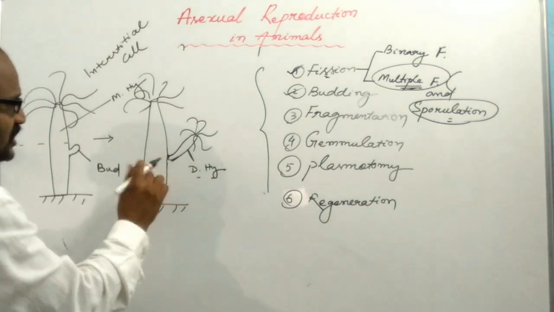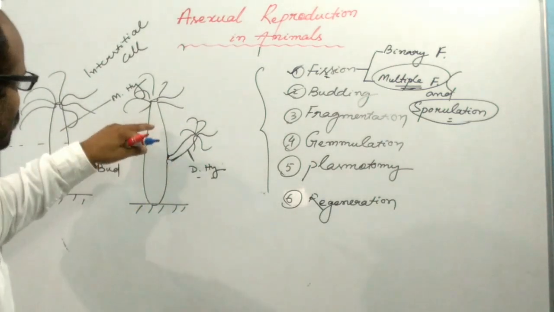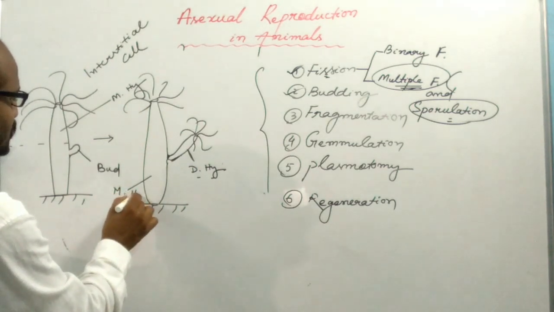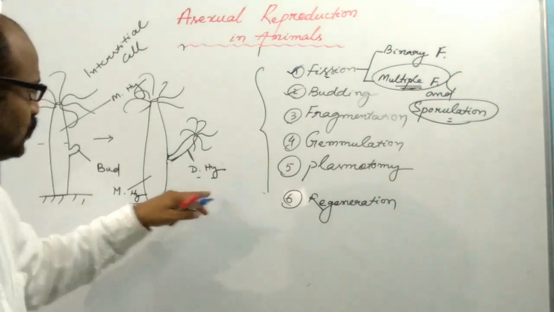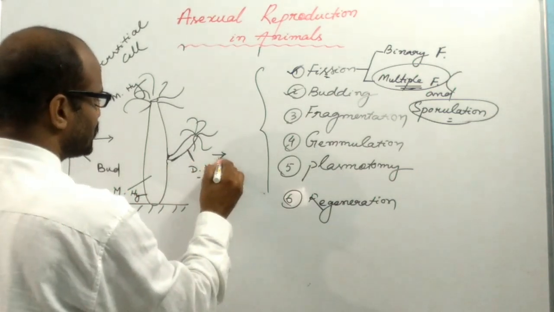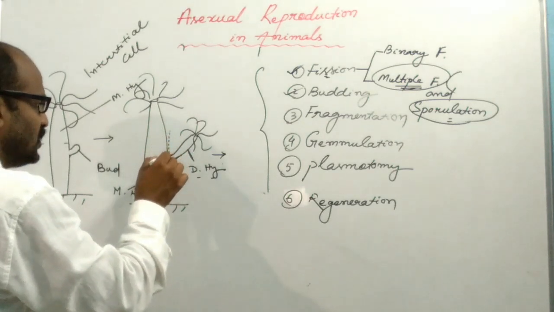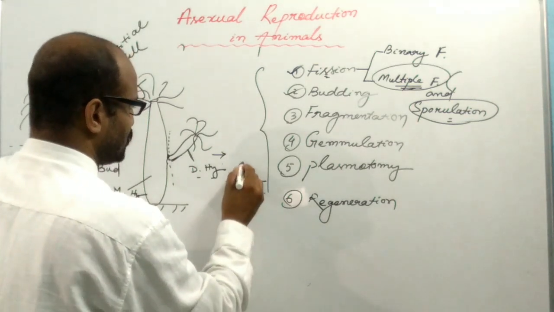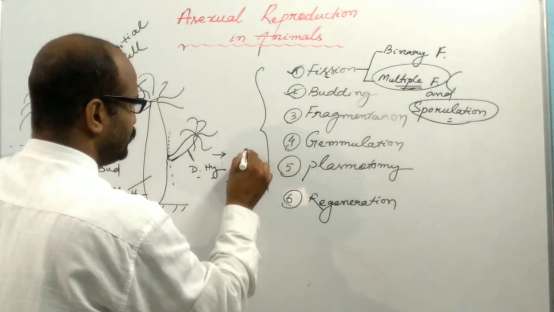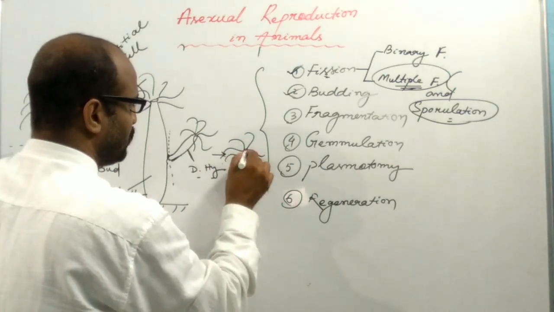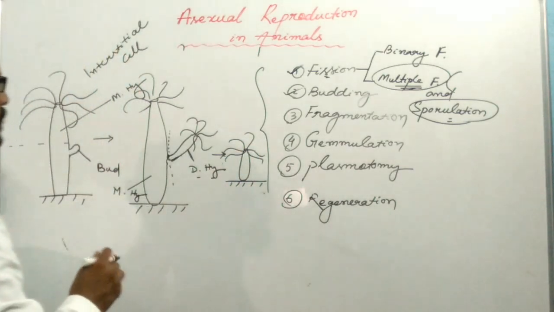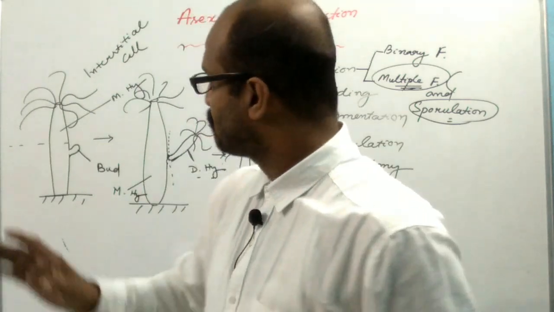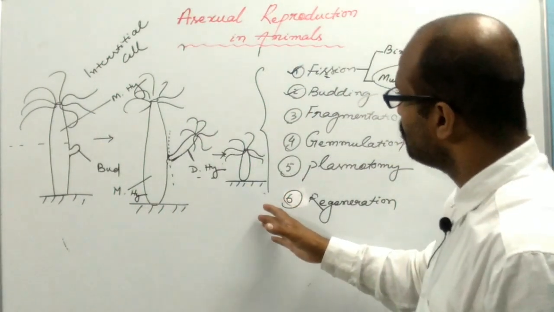The coelenteron of the daughter hydra breaks its communication with the coelenteron of the mother hydra. So now the communication stops between them. After full growth, a constriction appears between the mother and the daughter hydra, and the daughter hydra detaches from the mother hydra. Now such daughter hydra leads an independent life. This process is known as the budding process.